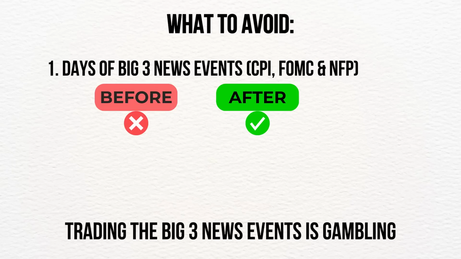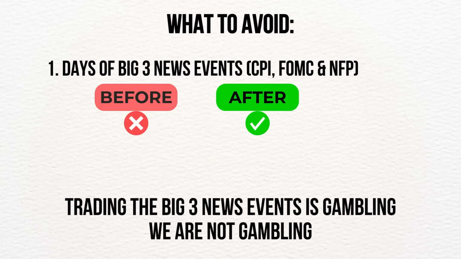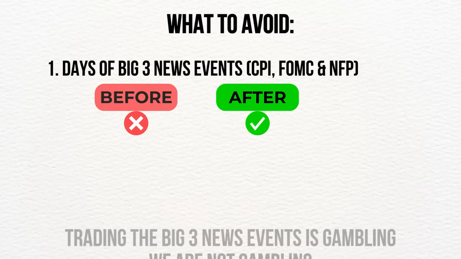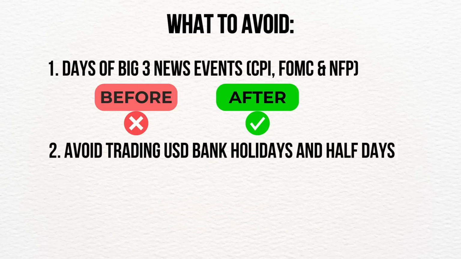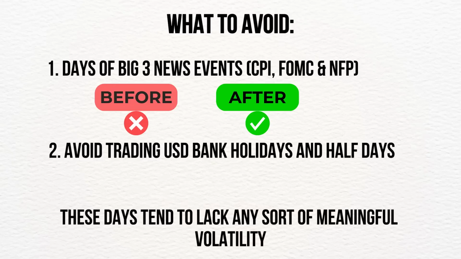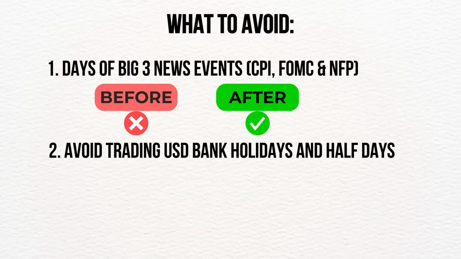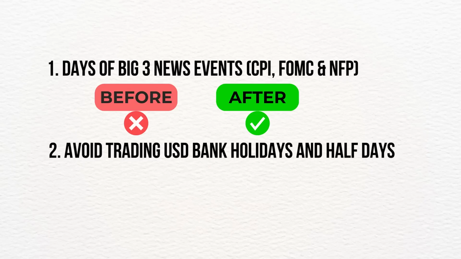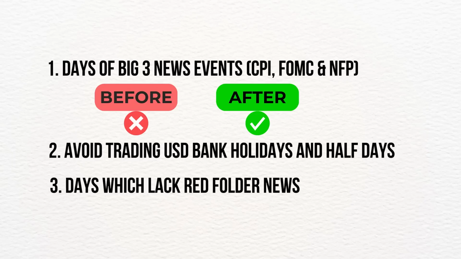Trading the big three news events is gambling. We are not gamblers. So be smart. Don't do it. Second, you want to avoid trading USD bank holidays and half days. The reason being is that these days tend to lack any sort of meaningful volatility, and it's just overall lackluster price action we want to avoid. So primarily, if we have USD bank holiday and USD half day, you want to avoid trading any USD pairs, the majors, and indices.